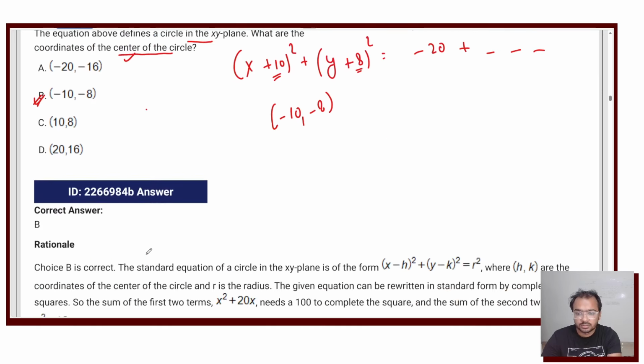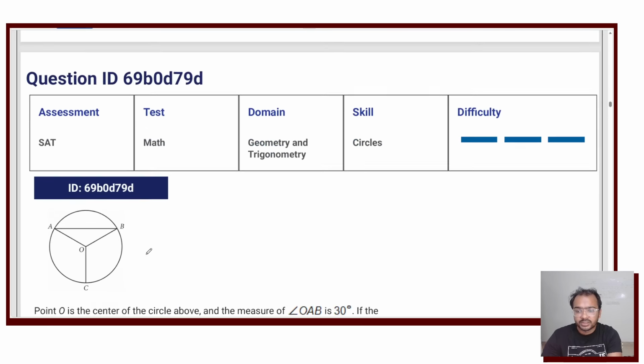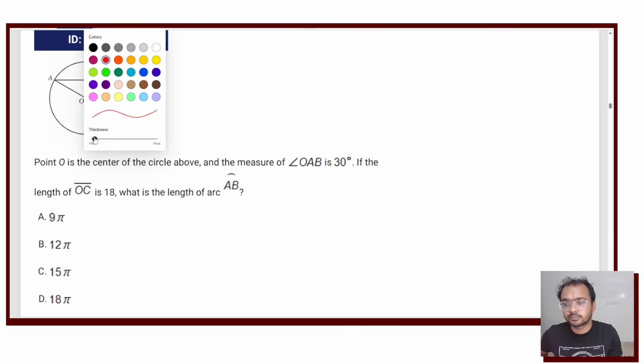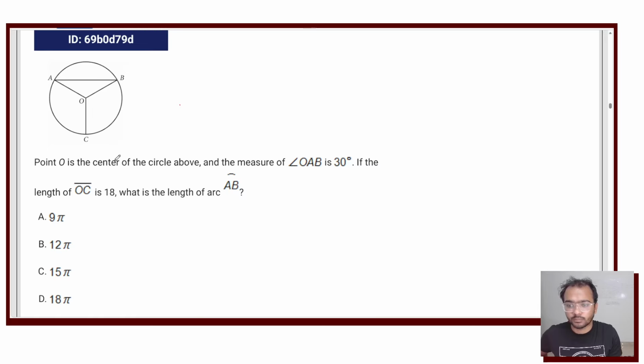Desmos method. Okay, let's see this one. So we have a point O. Point O is the center of the circle, and the measurement of angle OAB is given as 30 degrees. So where do we have OAB? Here. This is 30. Length of OC is 18. OC is the radius, so R is given as 18 units. I need the arc length AB.